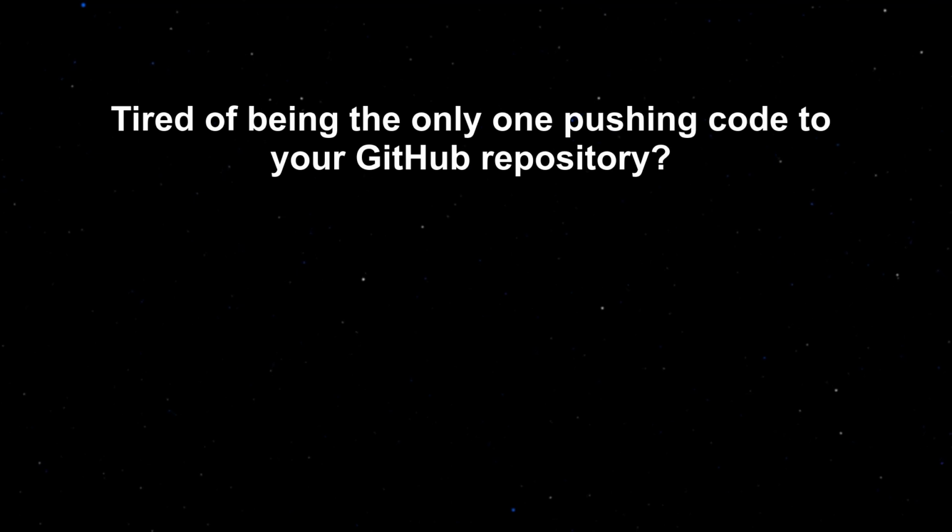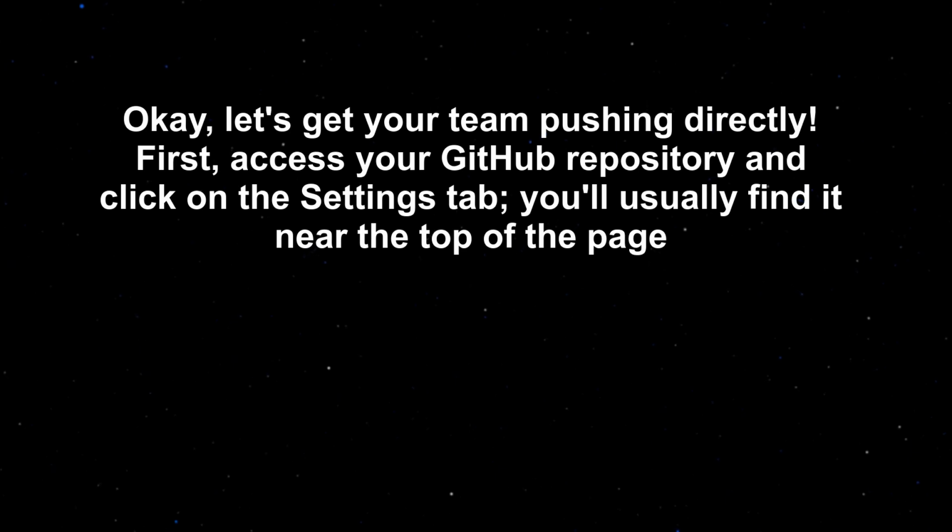Tired of being the only one pushing code to your GitHub repository? Okay, let's get your team pushing directly. First, access your GitHub repository and click on the Settings tab. You'll usually find it near the top of the page.